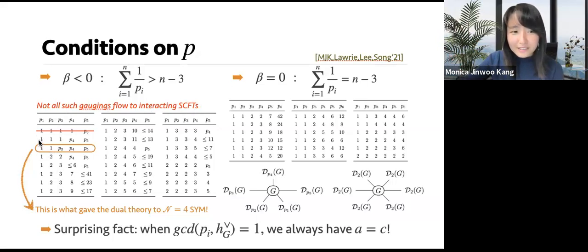And if you look at the next example, this is what really gave the dual theory to N equals 4 super Yang-Mills today. We took individually these 2 as 2, 2, 2. So this is actually one of the examples we could have explicitly constructed that gives rise to A equals C theories. A surprising fact here is that for all of them, when we satisfy the same condition that we gather from the N equals 2 case, we still always have A equals C manifest, and it can be shown without even doing any a-maximization or anything. It'll be just enforced by construction itself, which is really surprising.